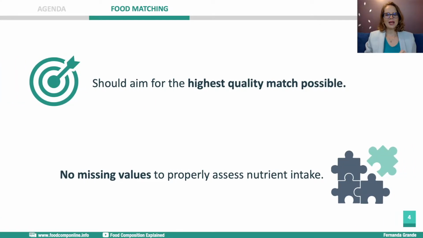So during the food matching, it's important to keep in mind two aspects. First, the food matching should always aim for the highest quality matching, usually by identifying the most appropriate food in the most appropriate source of food composition data. And also, to properly assess the nutrient intake, there can be no missing values in the food composition data. So if a value is missing for a component, a new food matching must be made.